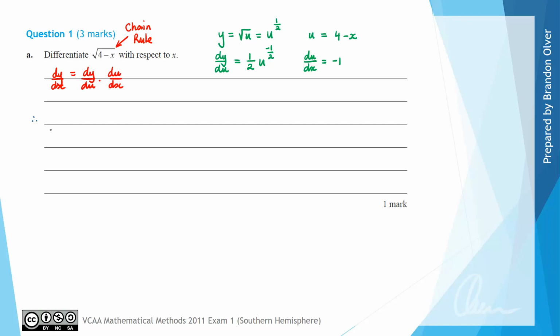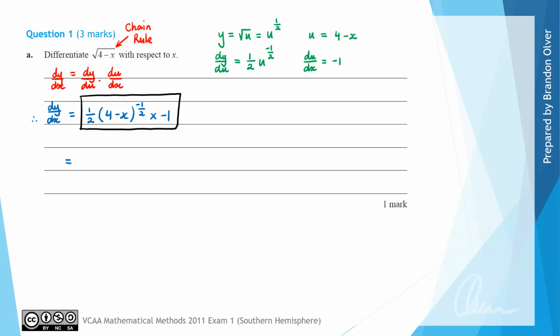Therefore dy/dx, the derivative, is going to equal dy/du, which is a half u, and u is 4 subtract x, to the power of negative a half, times du/dx, which is negative 1. Now that is an acceptable answer for part A of this question. It is the derivative with respect to x.